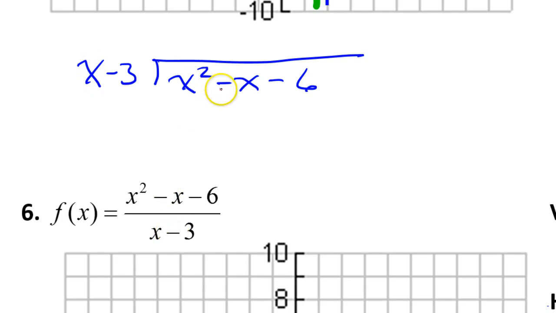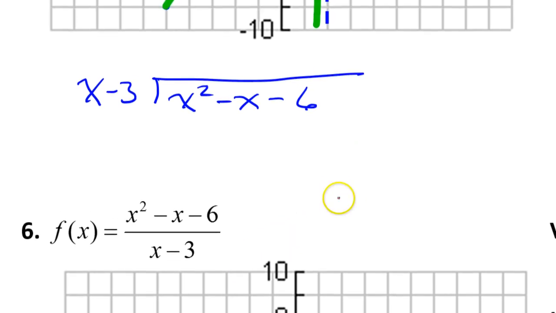If you do the division and it divides evenly with no remainder, that means what you really are looking at is a straight line, probably with a hole in it. So if you have a straight line, you can't call it a slant asymptote. It's just a line. There's no asymptote, it's just a line. So that's what's going to wind up happening on this problem.